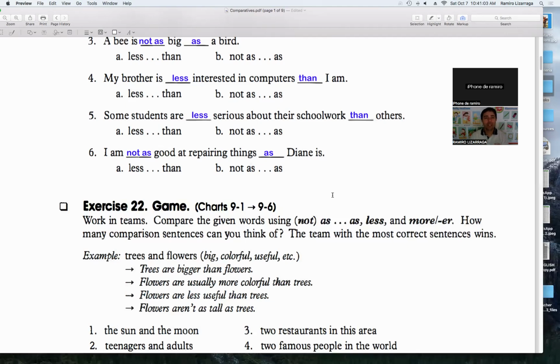Porque si se fijan, si yo cambio aquí el not as por el less, I am less good, suena muy raro, ¿no? I am less good. Eso no tiene lógica, vean. Suena hasta espantoso. Pero si tú dices, I am not as good at repairing things, oh, eso suena muy bien, ¿sí? Y miren, hay algo que también les quería decir desde la semana pasada.